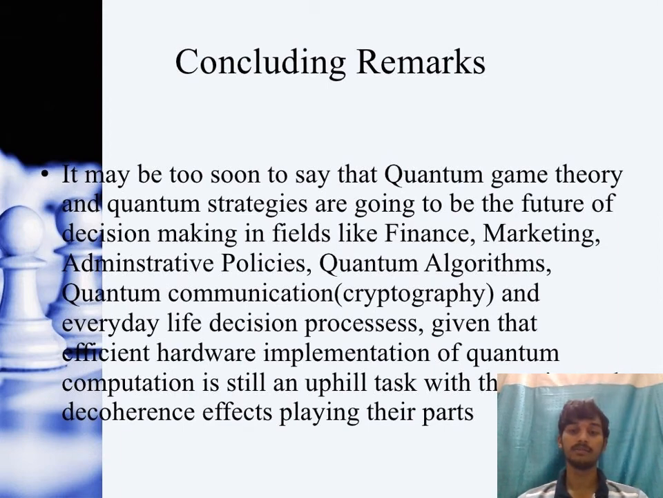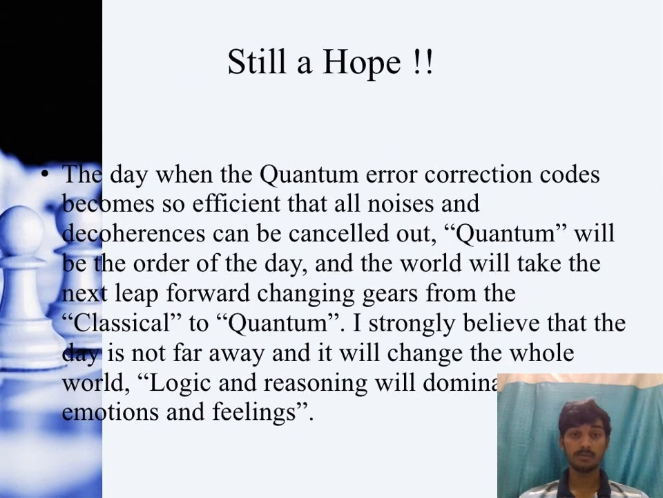And cryptography can also affect our day-to-day life decisions if we can get it 100% accurate, which is near impossible even in the future. But there is still hope: the day when the quantum error correction codes become so efficient that the noises and decoherences can be cancelled out.